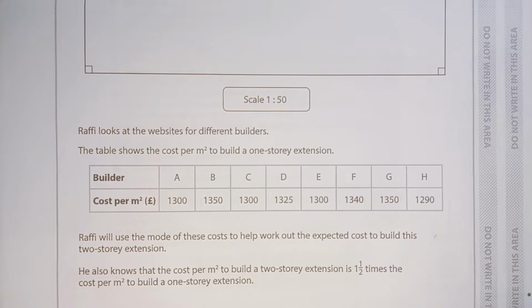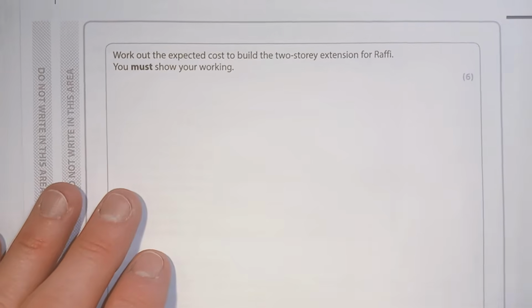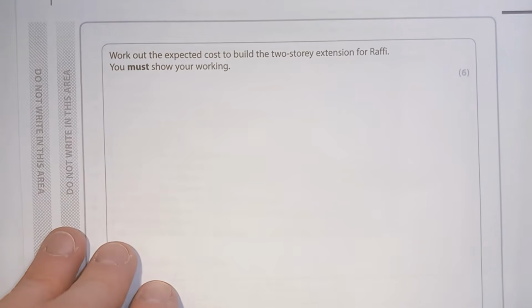He also knows that the cost per metre squared to build a 2-story extension is 1.5 times the cost per metre squared to build a 1-story extension. Right, so these costs are if they just want to build 1 floor. If we want 2 floors, then we use the same costs per metre squared, but we need 1.5 times. Okay. So let's get to the actual question. Work out the expected cost to build the 2-story extension for Rafi. You must show your working.